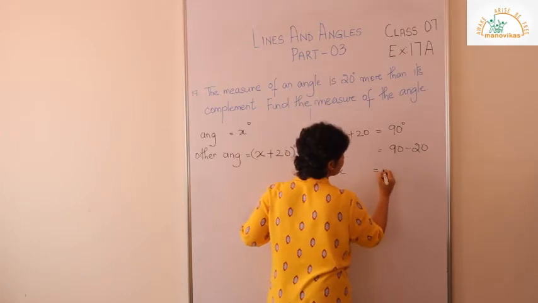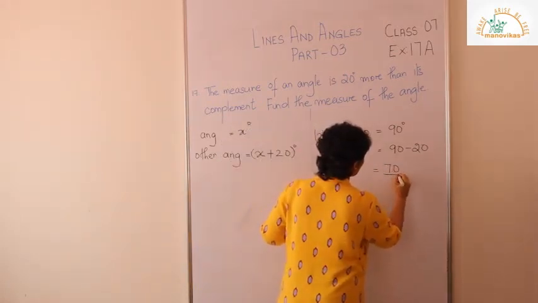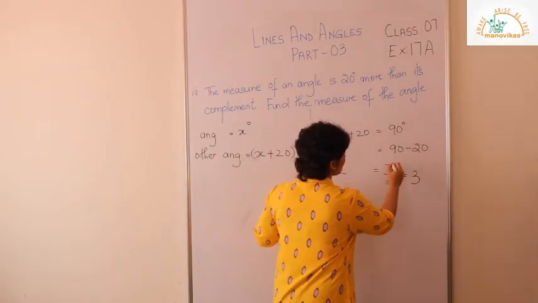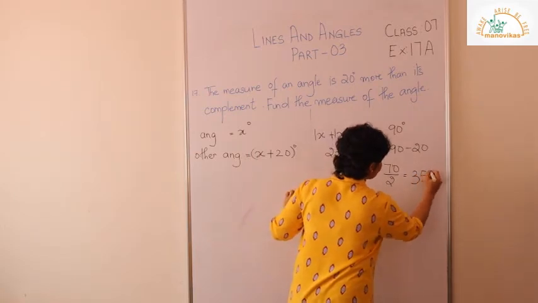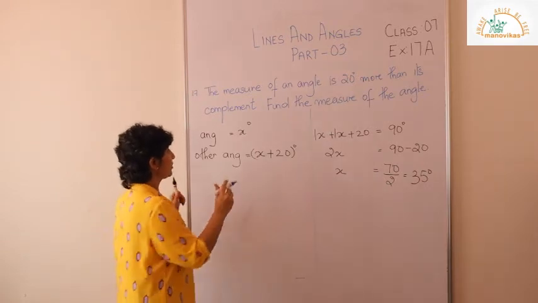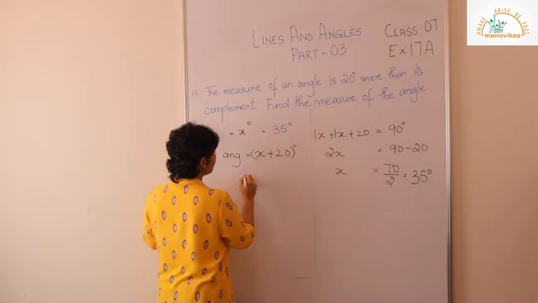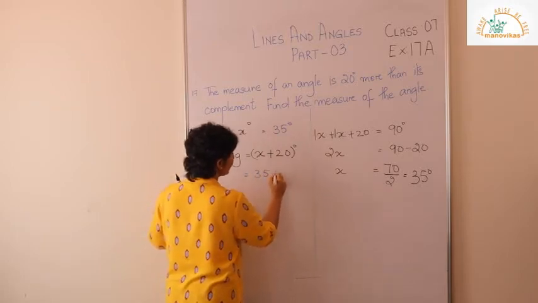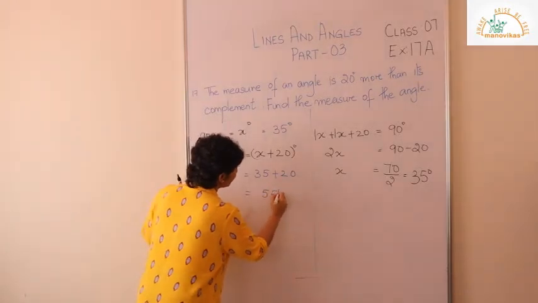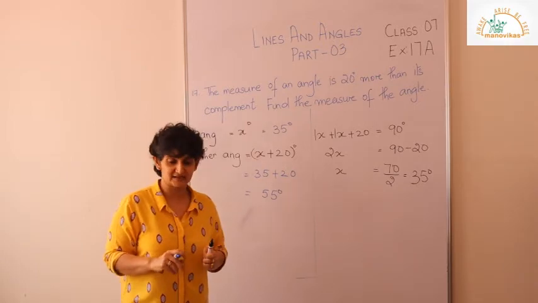So x is equal to 90 minus 20, which gives you 70 upon 2. That is 2 3s are 6, remainder is 1, 2 5s are 10. So you get x as 35 degrees. So if one angle of yours is 35 degrees, its complement is 35 plus 20, that is 55 degrees. Correct, children? Have you followed? Let's move on to the next sum.